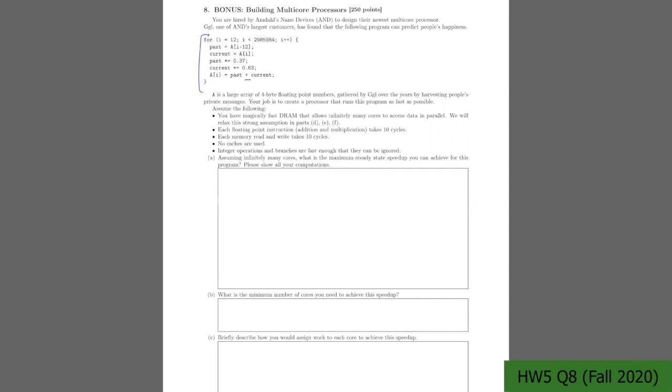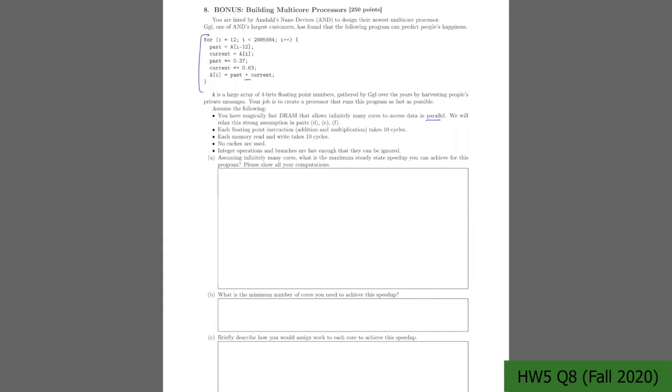Assume the following. You have magically fast DRAM that allows infinitely many cores to access data in parallel. If you relax this strong assumption in parts D, E, and F. Each floating point instruction, addition and multiplication, takes 10 cycles, and each memory read and write takes 10 cycles. No cache is used. Integer operations and branches are fast enough that they can be ignored. Okay, assuming infinitely many cores, what is the maximum steady state speedup you can achieve for this program? Please show all your computations.